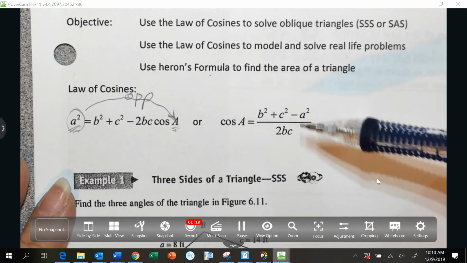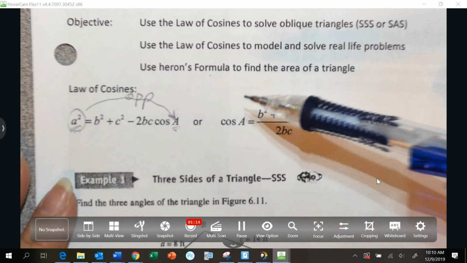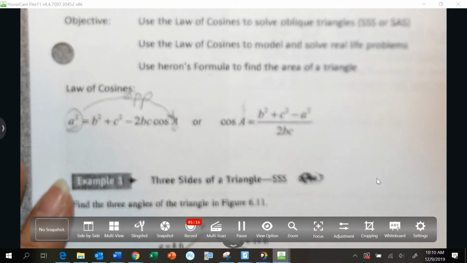Okay, over here, this is if you want to find an angle. This is this exact formula just already solved for cosine A.